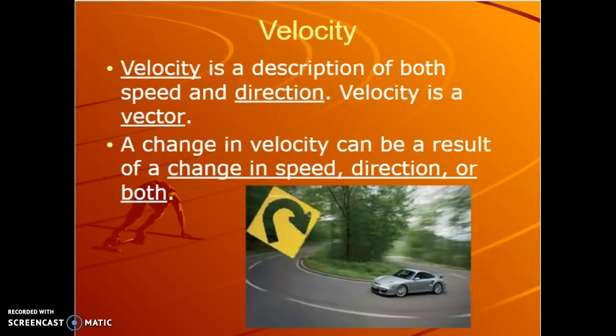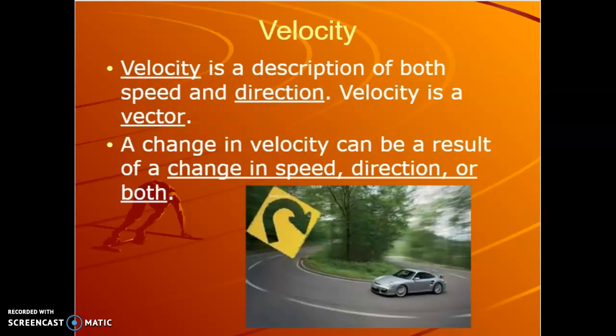One other term we talk about in this section is velocity. Velocity is essentially the same as speed, but just adding direction to it. So velocity is a description of both speed and direction. So it's considered a vector, as we mentioned in distance and displacement. So velocity is simply by definition speed with direction.